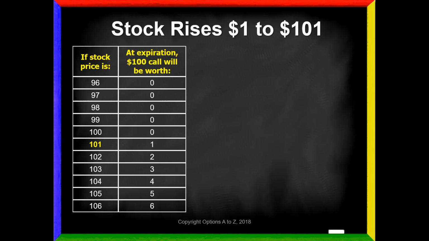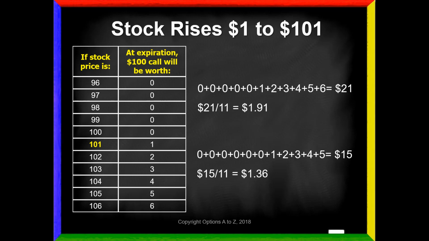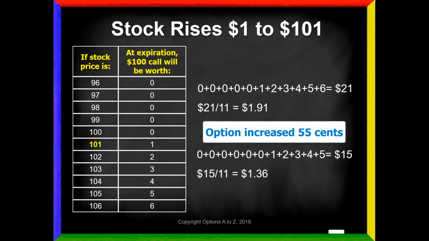So now what's the option worth? We add up all those values, adds up to 21, divide by 11. The option is worth $1.91. That would be the fair value. Well, how much did it increase? Previously, it was worth $1.36. What's the difference? The difference is 55 cents. And what that tells us is that for an at-the-money option, at-the-money meaning the option's strike equals the current stock price, which is what we assumed here. The stock was trading for 100, we bought the 100 call. Stock rises $1, we picked up 55 cents.